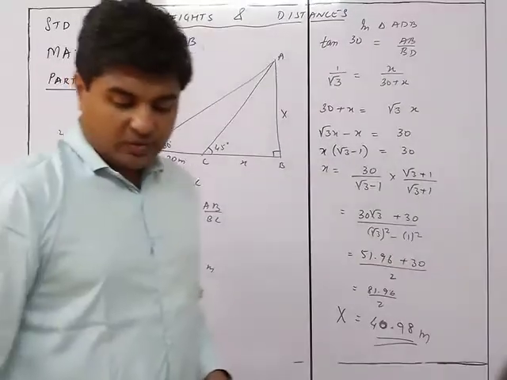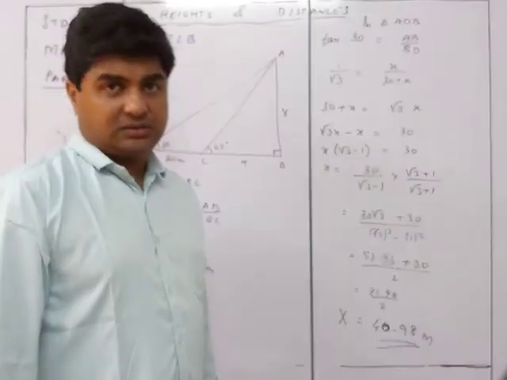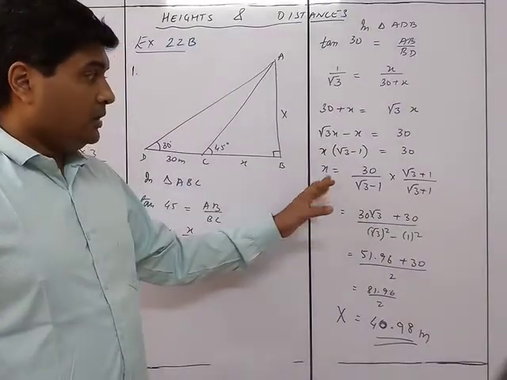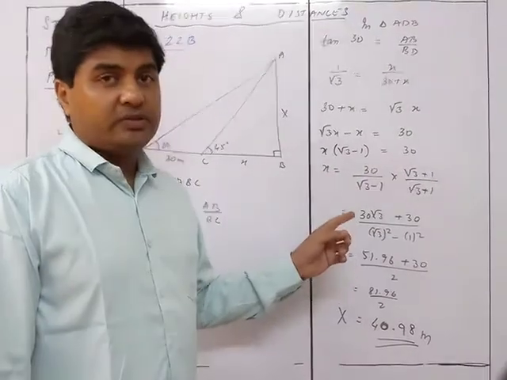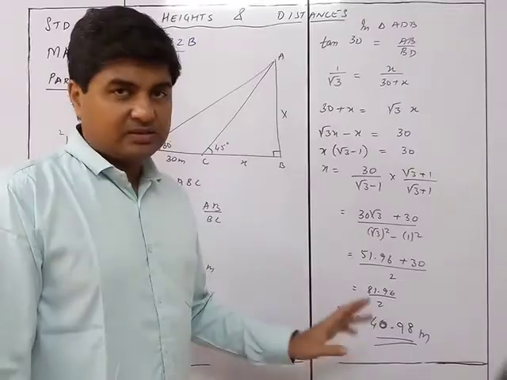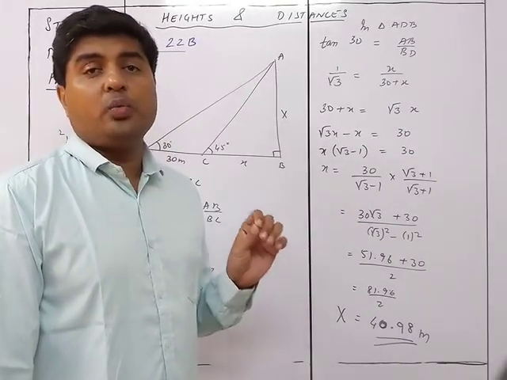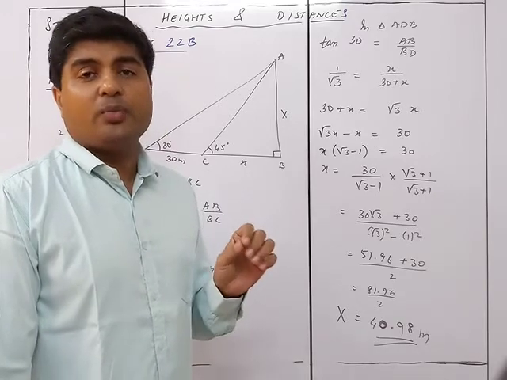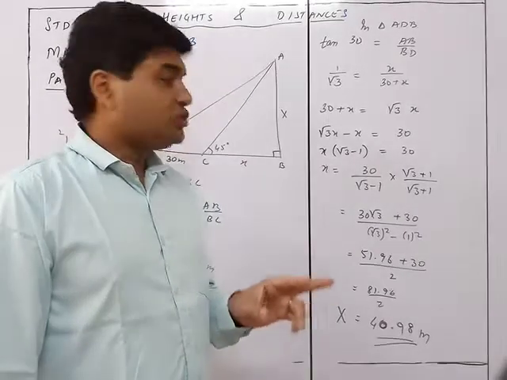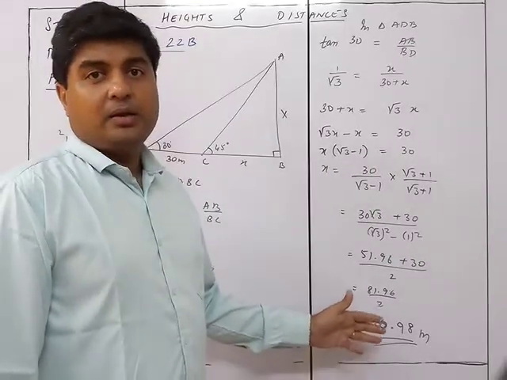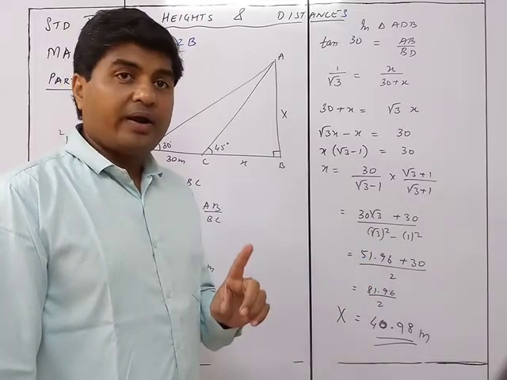Understood? So x will be equal to 40.98 meters. Got it? See, if you tried that thing, 30 upon 0.732, you are going to get this answer. I'm not saying you are not going to get the answer, but you will be losing very, very important, vital time of your exam paper in calculations.